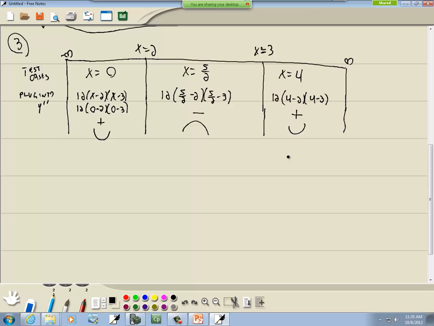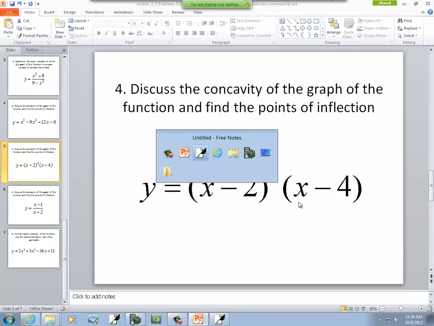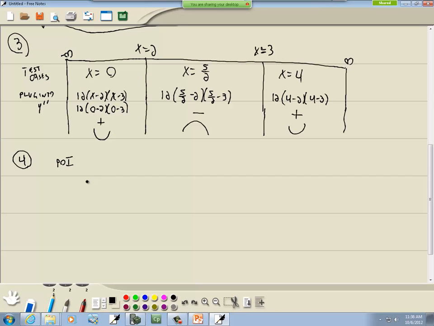Which means on step 4, assuming our graph exists at 2 and 3, but if I go back to my original one, there's no fractions, there's no radicals. This is just a polynomial. So everything exists there. So that means our point of inflection is where the concavity changes. Well, it changes here. It's concave up to concave down. So one POI is at 2. And we have another POI over here. This is concave down, changes to concave up. So it'll be at x is equal to 3.